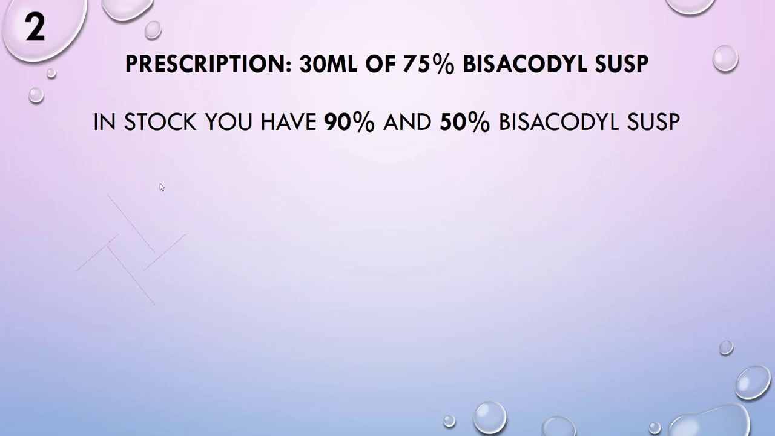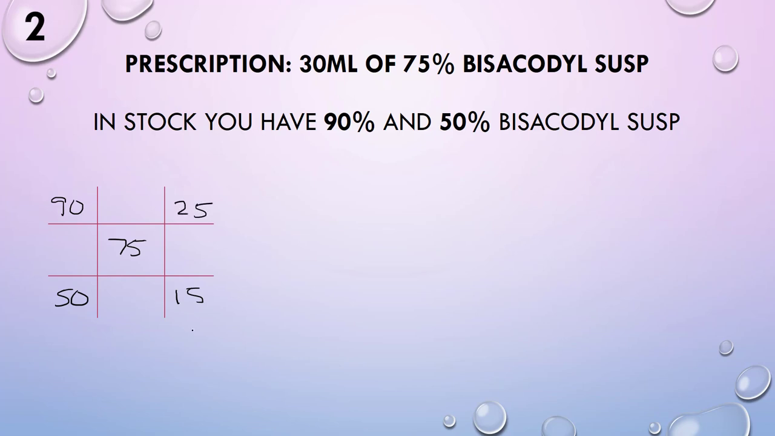All right, so on our second one, again, first thing we do is set up our tic-tac-toe table. Next we put the percentage that we're after in the middle, and the percentages that we have in stock in the upper left and lower left. We then subtract. 90 minus 75 is 15. 50 minus 75 is 25, ignoring the negative again. We now know that we'll need 25 parts of the 90% and 15 parts of the 50%. We add up our total number of parts: 25 plus 15 is equal to 40.